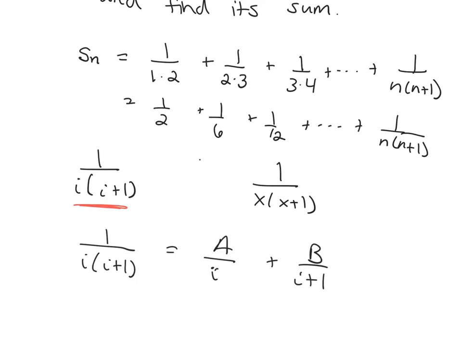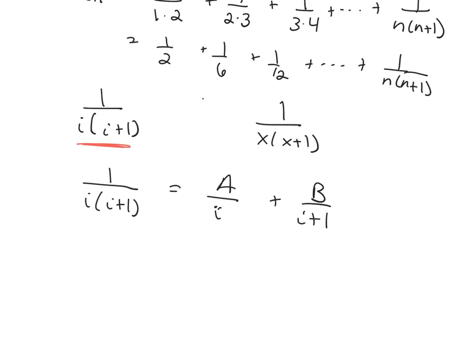So what did we do before to solve for A and B? Multiply by this denominator, I plus 1, on both sides. So you'll get 1 equals A, I plus 1, plus B, I. And now we need to select values for I to solve for A and B. So what should I pick for I? Have it equal 0 to solve for A. So if I plug in 0 for I, I'll get 1 equals A.